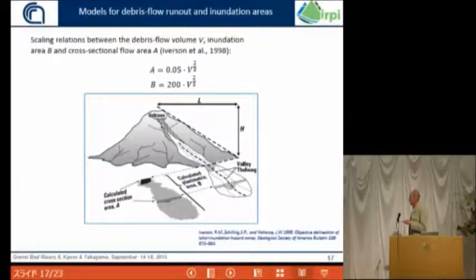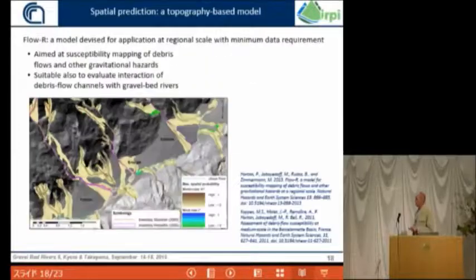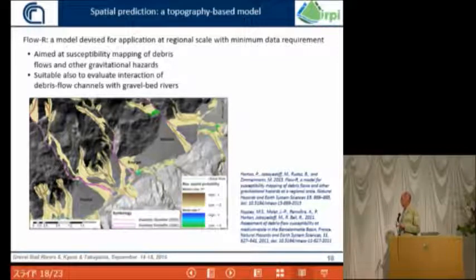Some simple models, like this one by Iverson and colleagues, were originally developed for landslides, but then modified also for other types of debris flows. And I must run because the time is almost finished. Also, these kinds of models are suitable for preliminary recognition of the interaction between debris flows and the main streams and channel network.